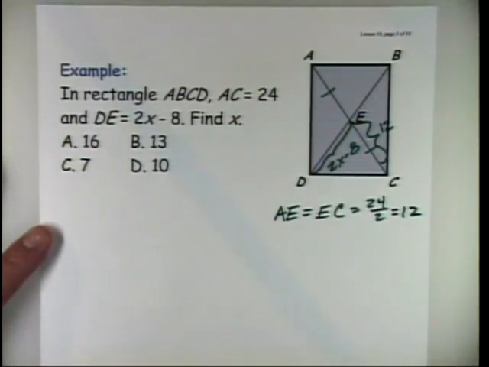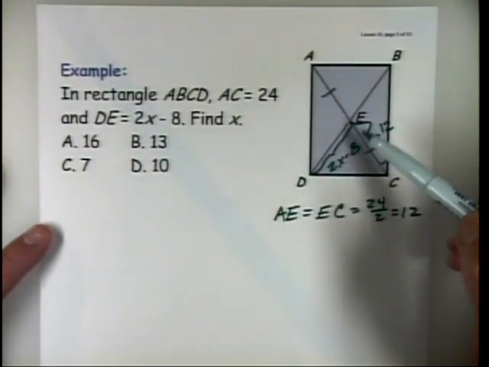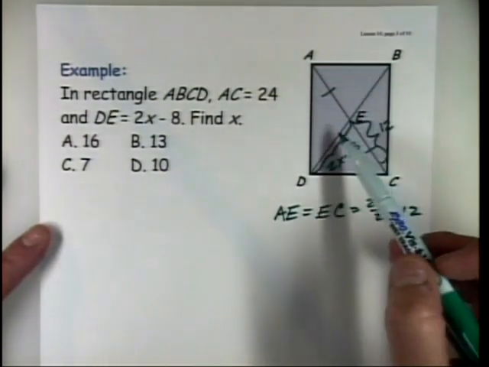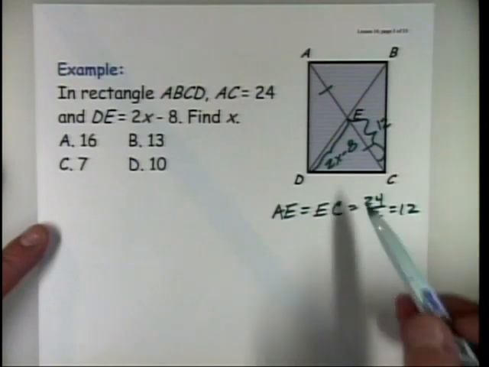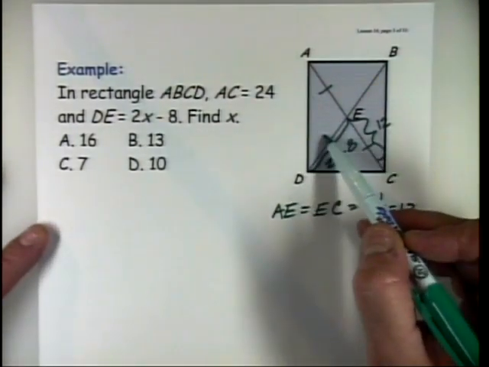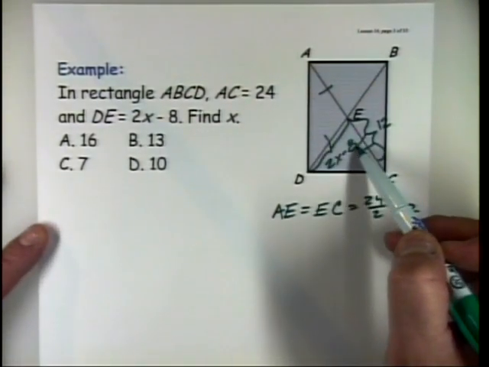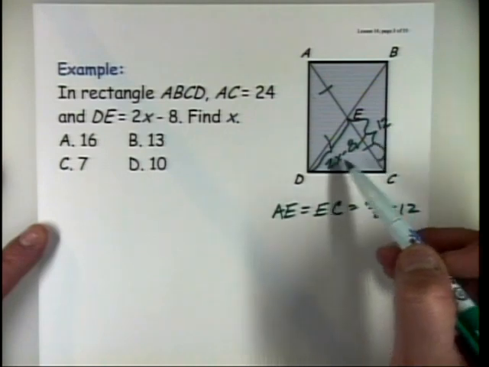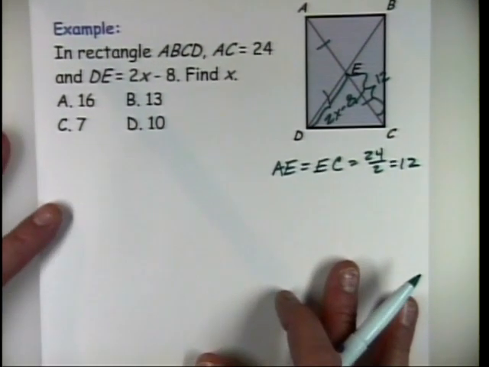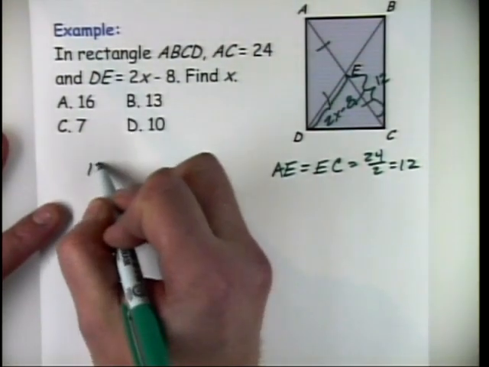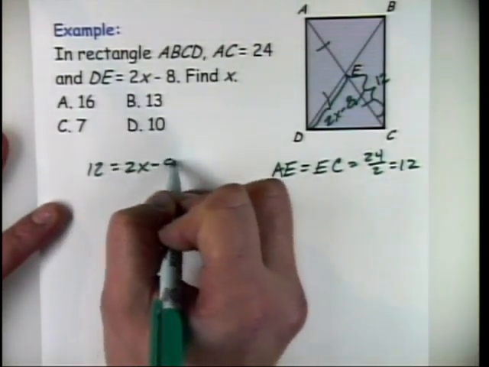Now, because it's a rectangle, they not only bisect each other, but because the diagonals are the same length, all the little half diagonal segments are congruent to each other. Remember, this is an isosceles triangle, so this is congruent to this. So we know that 12 has to equal 2x minus 8. And that's where we get the information to set up our little algebraic equation. So we know that 12 equals 2x minus 8.